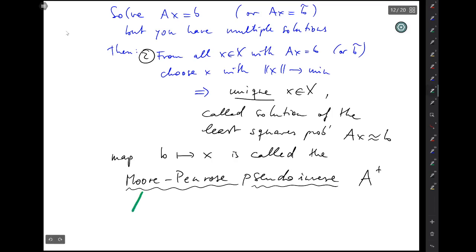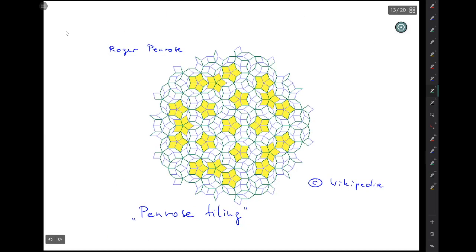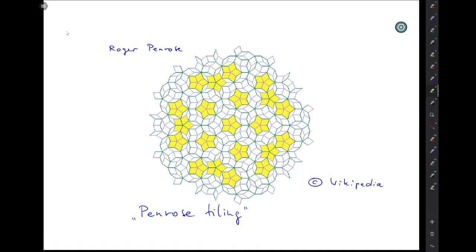Well, it's named after two mathematicians, Eliakim Moore and Roger Penrose. You may have heard of Roger Penrose. Maybe you've seen one of these nice drawings. Roger Penrose is famous for his Penrose tilings. What's a Penrose tiling? He found a way to tile the entire plane by copies of little finite figures. I mean, here you can see them in yellow and white.